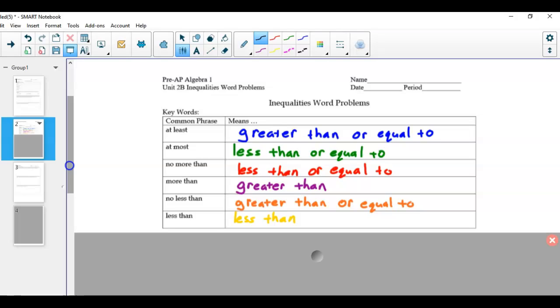If we see these words, we need to be thinking these symbols. At least is going to be greater than or equal to. If I say at least 5, I have to have 5, but I could have more than that. At most is going to be less than or equal to. If I say at most 5, I can have up to 5, but I can't have more than 5. Same with no more than, which is also less than or equal to. I can have up to whatever that number is.